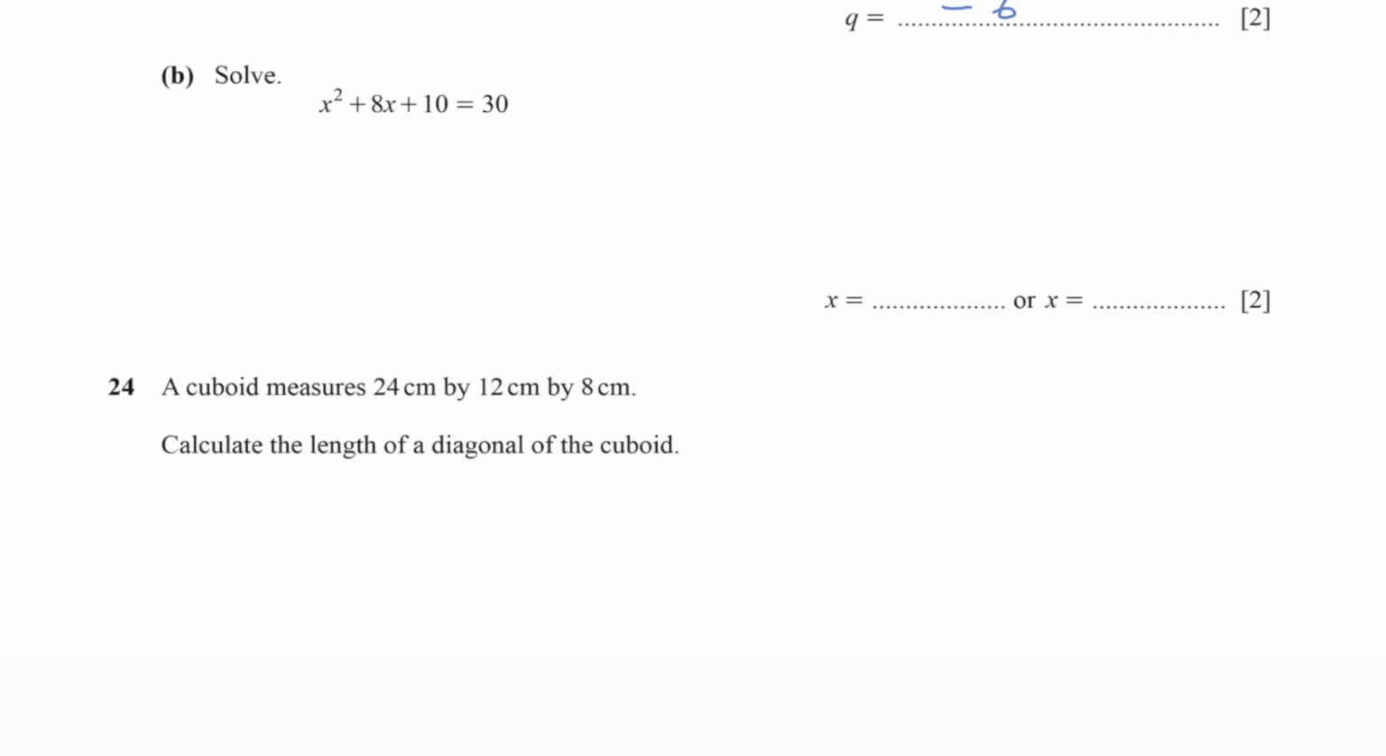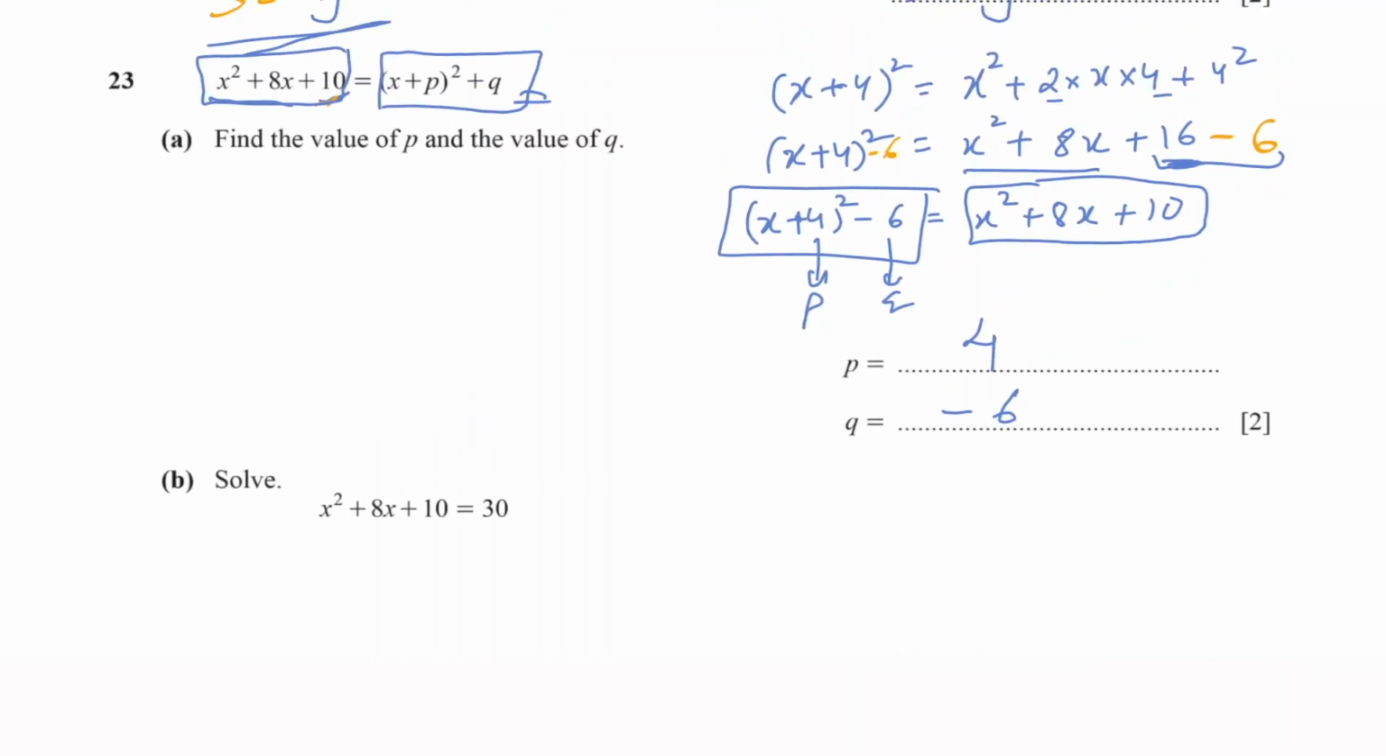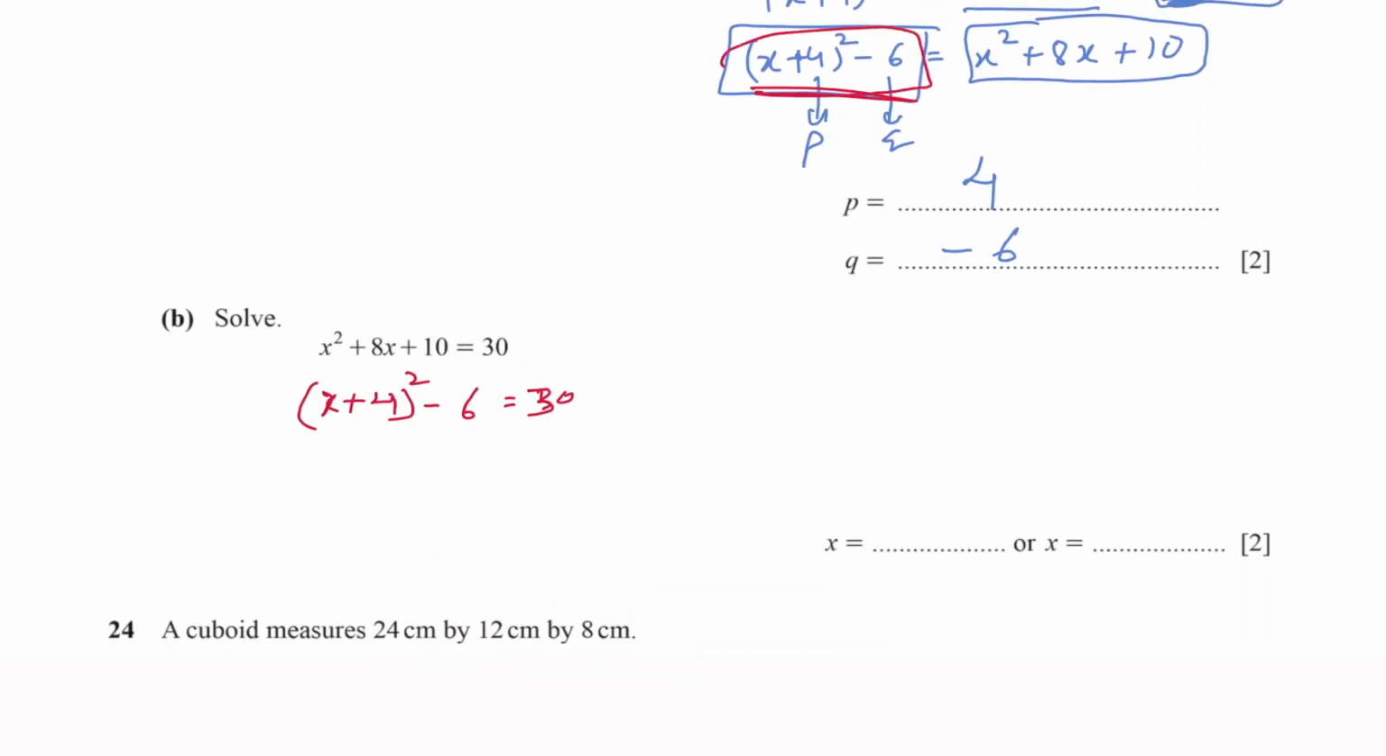Part B, x squared plus 8x plus 10 equals 30. Just now we did this equation, x squared plus 8x plus 10 is equal to this format. So instead of this, we can write (x plus 4) squared minus 6 equals 30. I hope you understand why I wrote it, because that is equal to this equation.